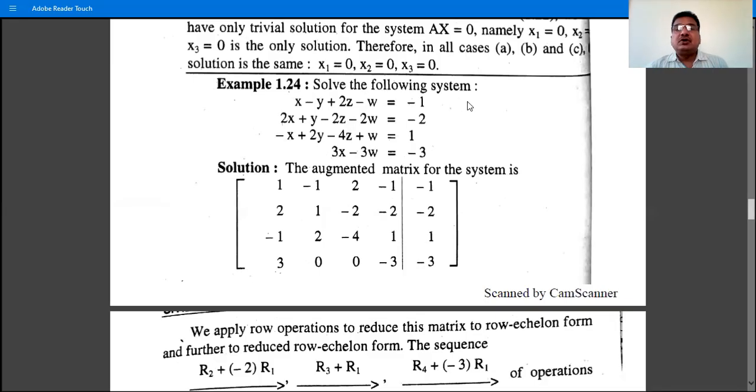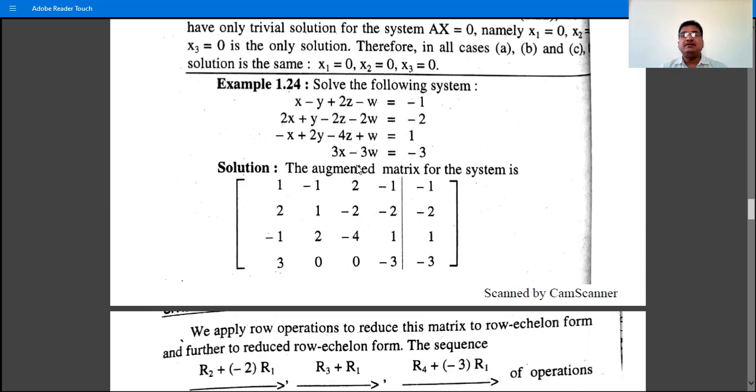Next example, solve the following system: x minus y plus 2z minus w is equal to minus 1. The second equation, third equation, and fourth equation. So we are given four equations and four unknowns x, y, z, w. So first reduce the system in matrix form, and then write the augmented matrix.